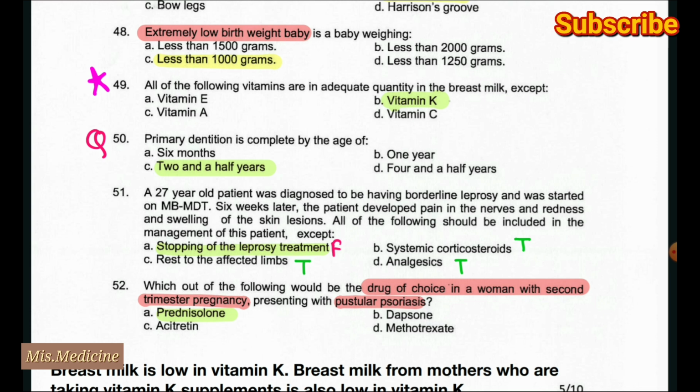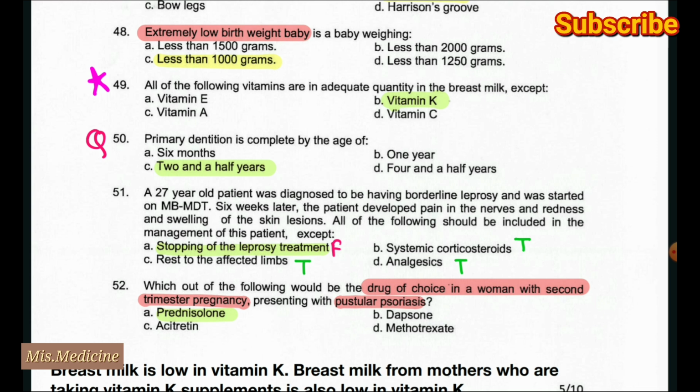Next question. A 27-year-old patient was diagnosed to be having borderline leprosy and was started on MB-MDT. 6 weeks later, the patient developed pain in the nerves and redness and swelling of the skin lesions. All of the following should be included in the management of this patient except stopping the leprosy treatment.